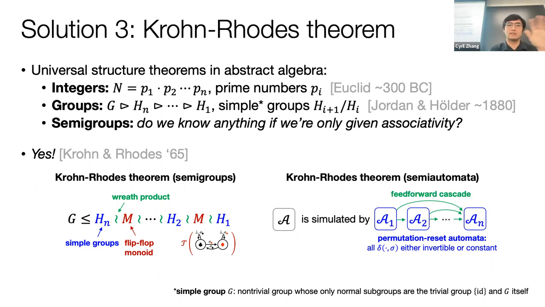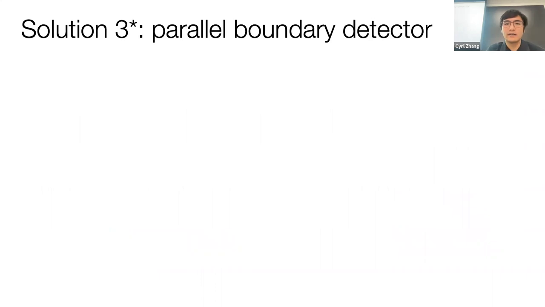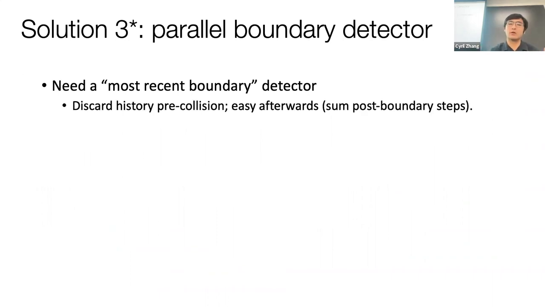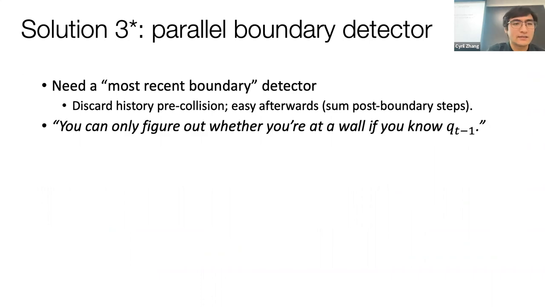This wreath product embeds into a feed-forward cascade of dependencies, so that the earlier machines control the later ones, just like how in the semi-direct car simulation, the parity controls the mapping of coordinates for the steps of the driving of the car. So it turns out to be a more refined solution to the grid world simulation problem. It boils down to getting a most-recent-time-we-hit-the-wall detector that can run in parallel.